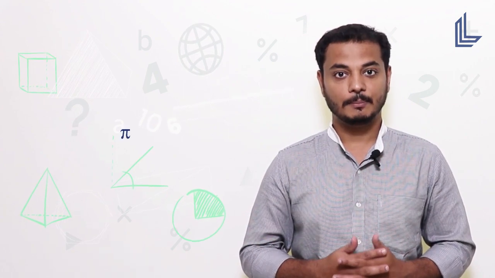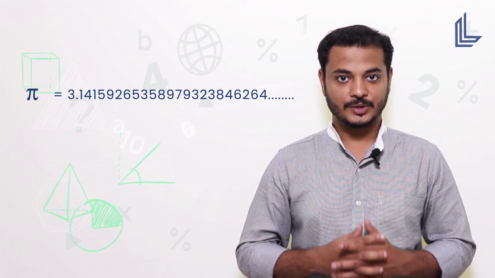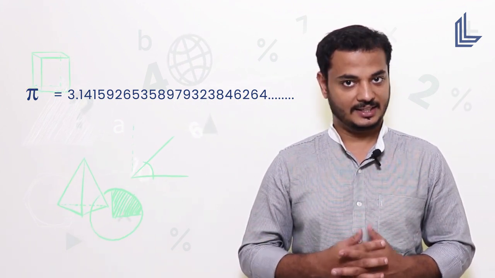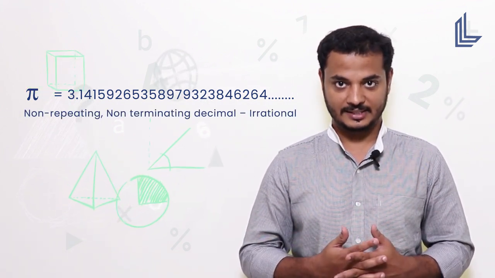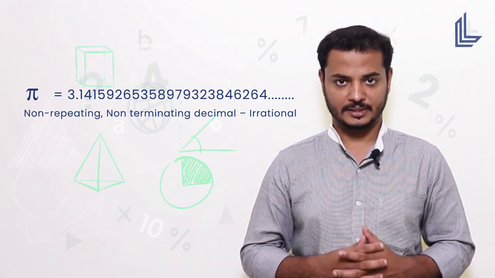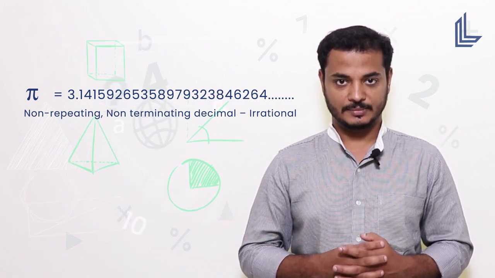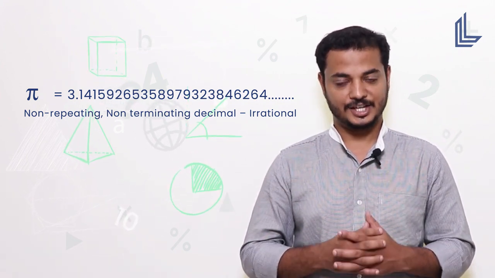One other important irrational number is pi. Value of pi is shown here. You can easily see that it is never ending, that is, it is non-terminating, and it is also non-repeating because there is no definite pattern that you can see here. This means pi is an irrational number.